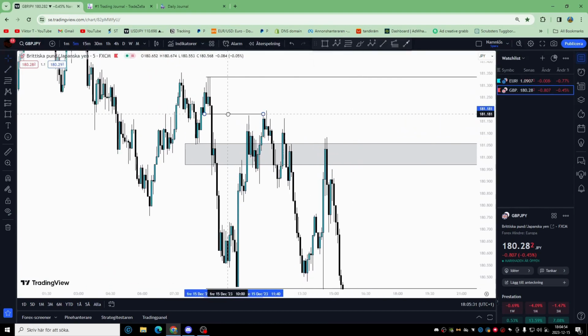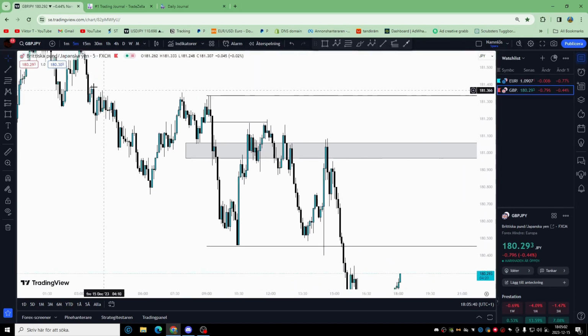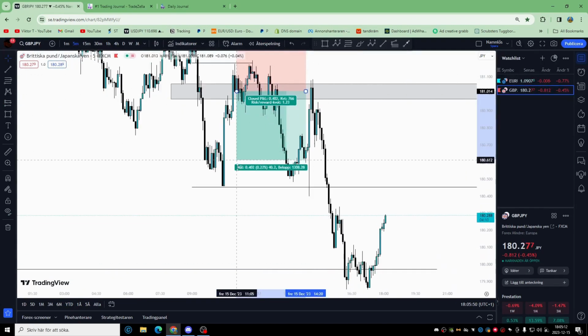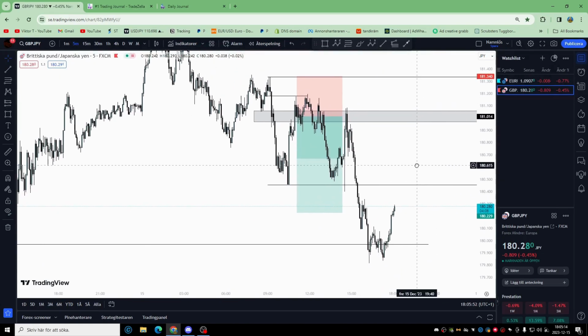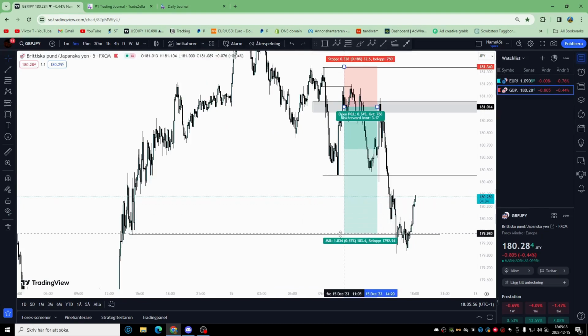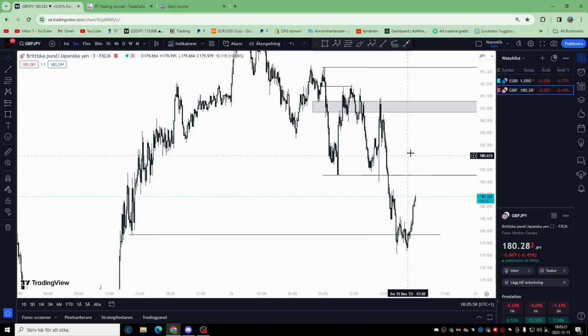On the MT4 chart, it's not exactly the same. This is not a hit. There's still imbalance above, but we took our first entry when we came up, and we broke the low here. And then we took the trade like this, and we were just waiting for price to go down to our move here.